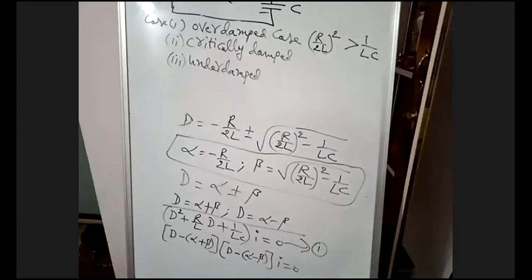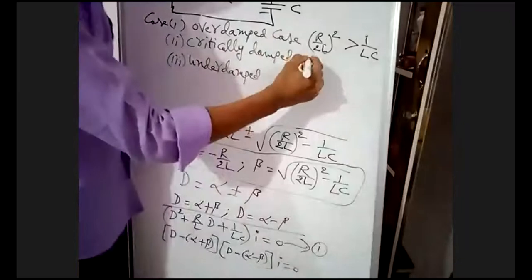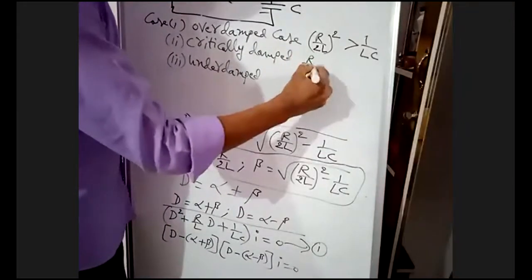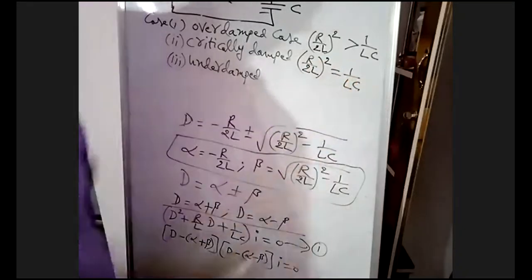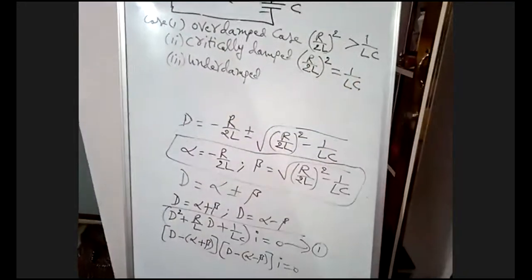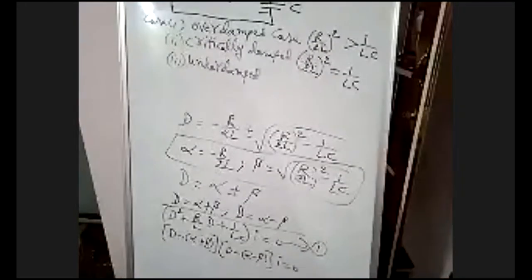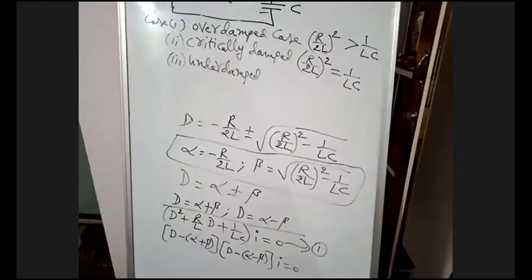Second case, I will consider R by 2L whole square is equal to 1 by LC. Now what is the value of beta? 0, because both are equal. R by 2L whole square is equal to 1 by LC. That is called the critically damped case. It is the second case.